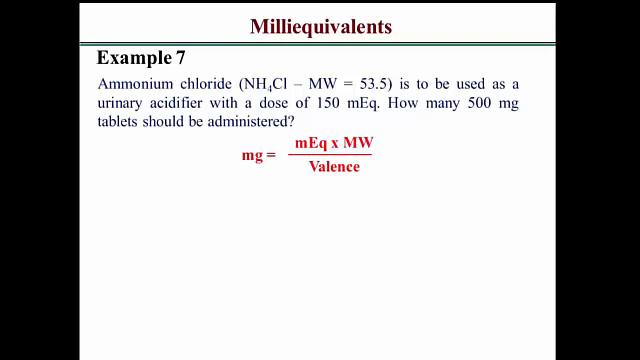So we can use this equation where your milligrams equals milliequivalents times your molecular weight times your valence. From this equation, you know what your milliequivalents is. You know what your molecular weight is. So basically, we simply are required to determine the valence. We will determine the weight in milligrams and then determine how many 500 milligram tablets we need by proportion.